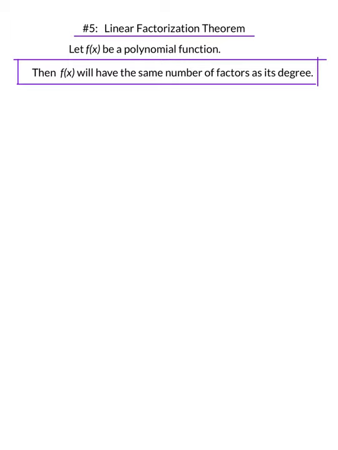All right, and here we go. Now let's go to our agenda number 5, going over the linear factorization theorem. It says this: let f of x be a polynomial function. Then f of x will have the same number of factors as its degree, which is the same thing as saying that f of x will have the same number of zeros as its degree. So far we have been talking about the real zeros of polynomials. Now what we're going to get into is, yes, we can have a complex zero. So that's what we're going to talk about by using the linear factorization theorem.